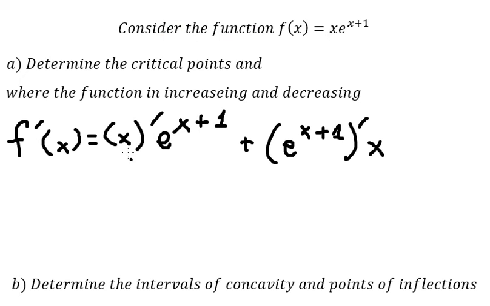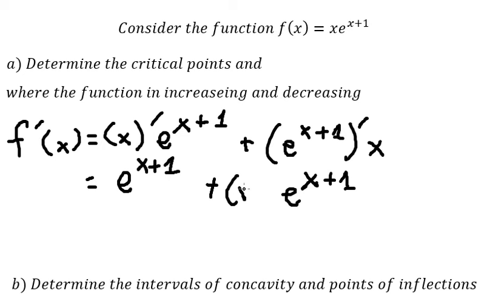Now the derivative of x, you get number 1. So we just write e to the power of x plus 1. The derivative of this one, we have e to the power of x plus 1. Then we take the derivative of x plus 1.